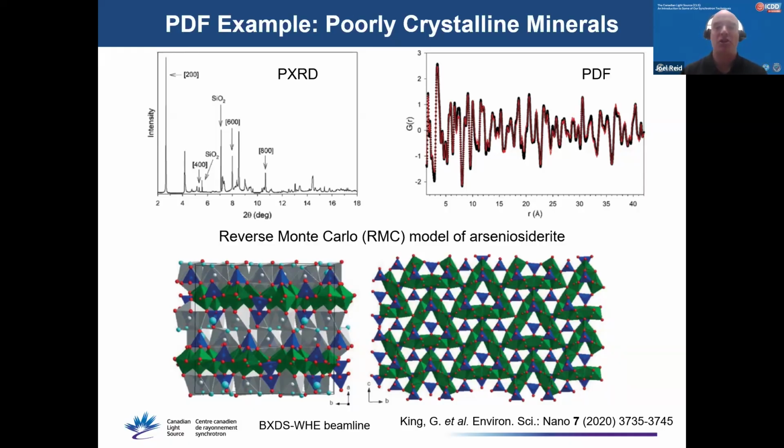This work determined the structure of poorly crystalline arsenosiderite using reverse Monte Carlo modeling of the PDF data. And arsenosiderite has a layered structure, again, where shifting between those layers disrupts that long-range order, and it makes it very challenging to characterize.